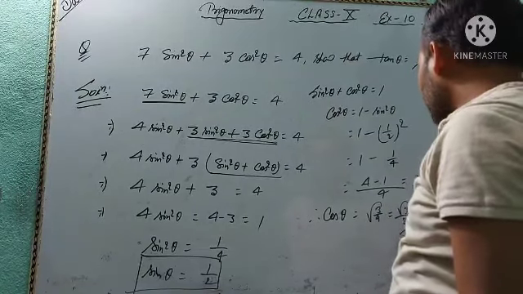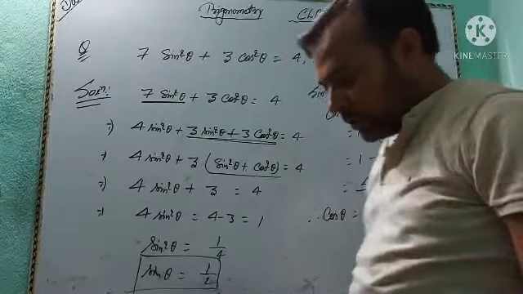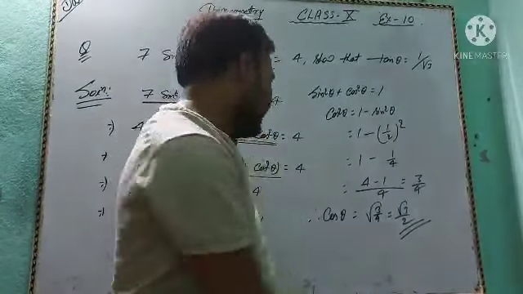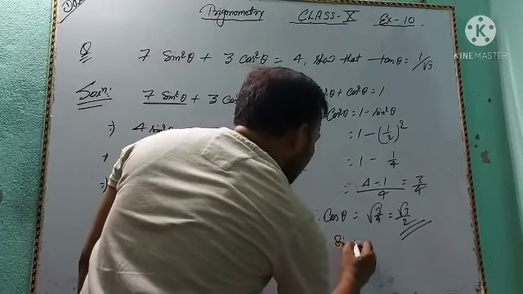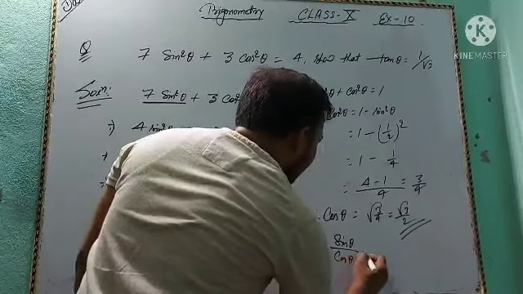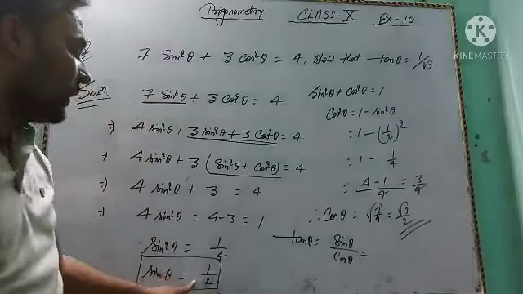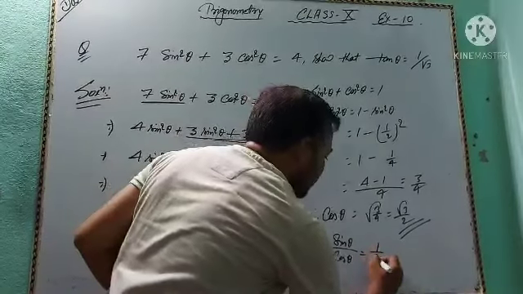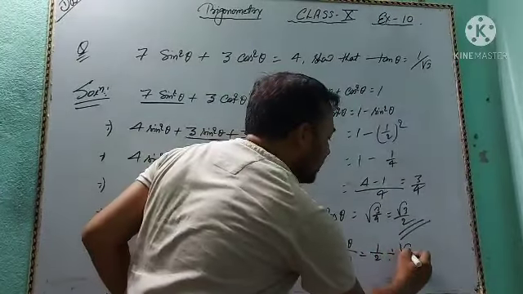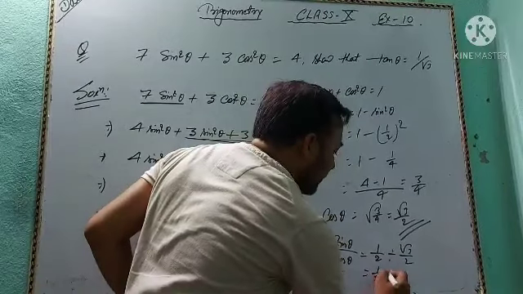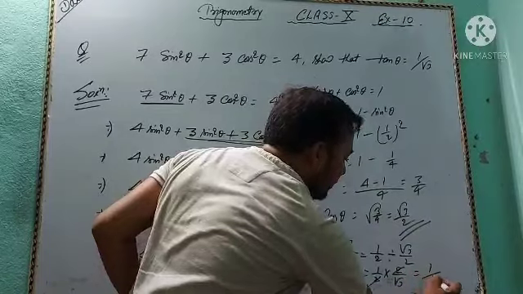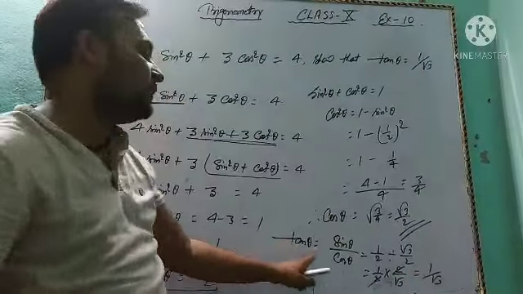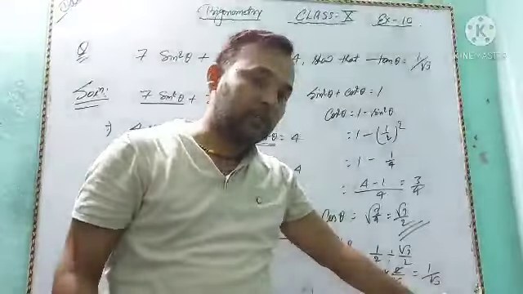Okay, so students, we know that tan theta is equal to sin theta by cos theta. So sin theta is equal to 1 by 2 divided by cos theta equal to root 3 by 2. So 1 by 2 multiplied by 2 by root 3. 2 is cancelled, that is 1 by root 3. So hence, students, tan theta is equal to 1 by root 3.